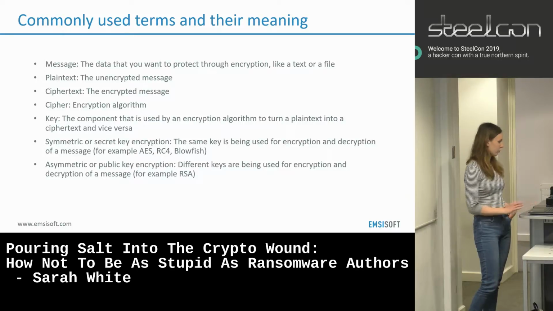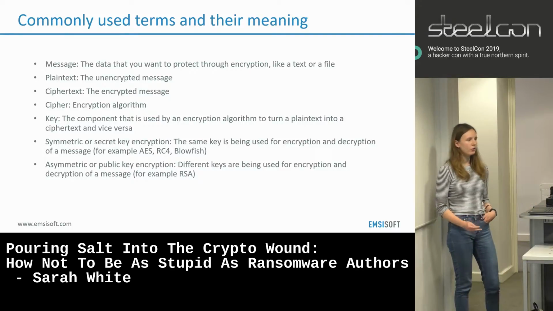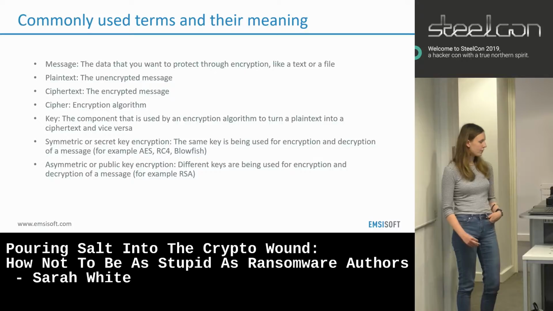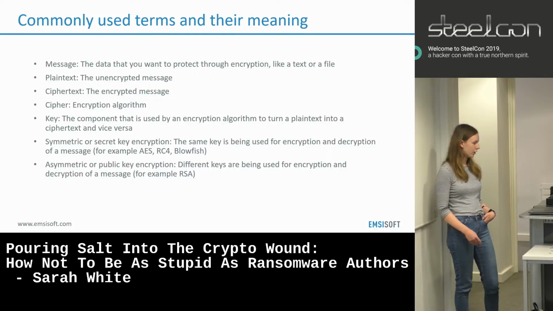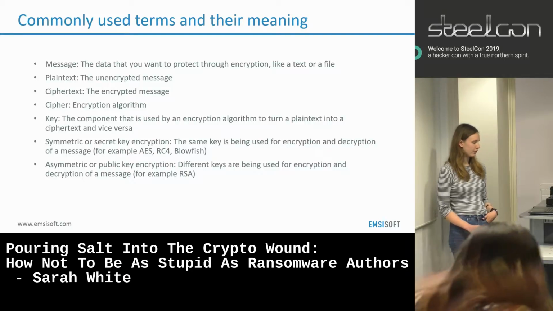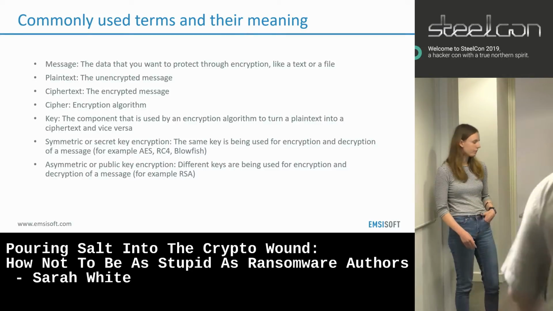So moving on to the commonly used terms and their meanings. In cryptography, whenever we talk about a message, we are referring to the data that we want to encrypt. Usually it's either some text or a file. Plain text is the unencrypted version of the message, and ciphertext is the encrypted version of the message. The encryption algorithm turns the plain text into ciphertext, and vice versa, and this is known as the cipher. Ciphers take plain text and ciphertext and use the keys to turn them into their relative counterparts.